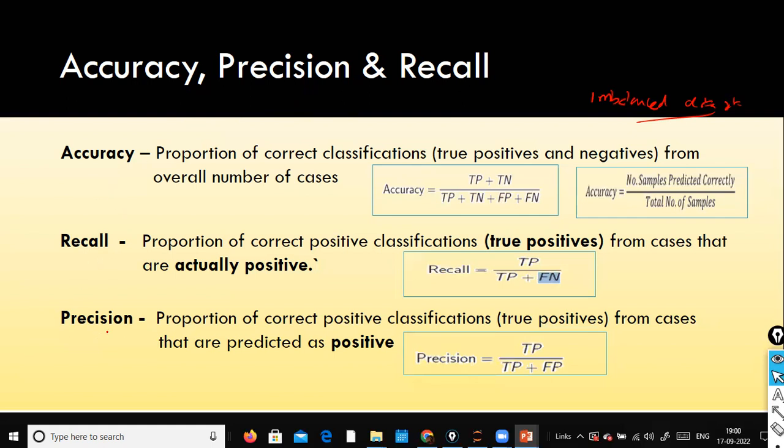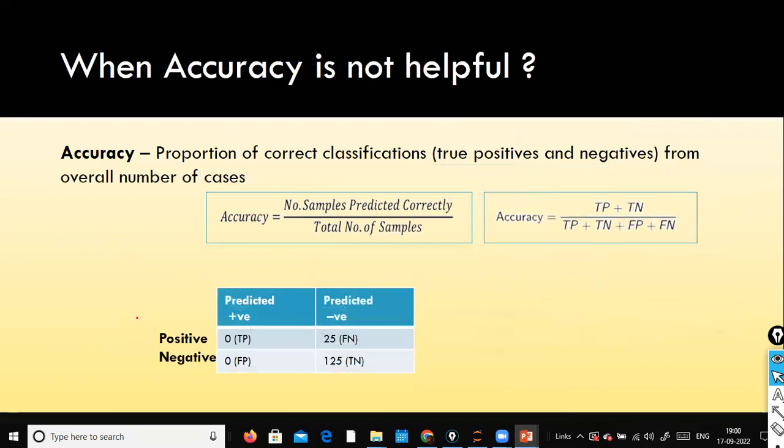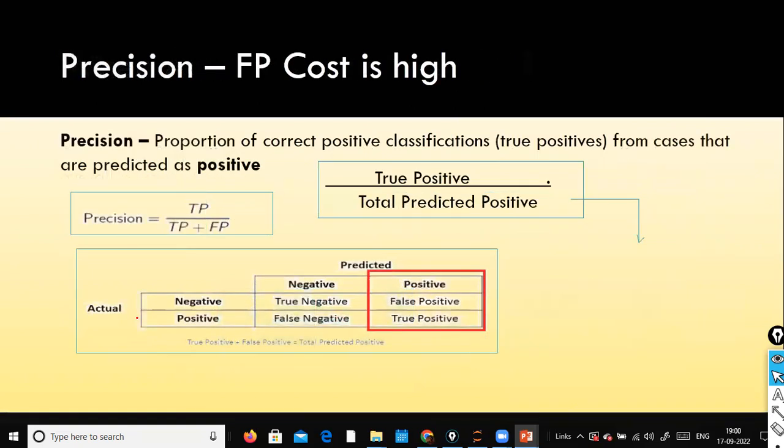When can I use precision? When the false positive cost is very high. In that kind of situation, I can go for precision. We cannot afford even one instance being misclassified as a false positive.